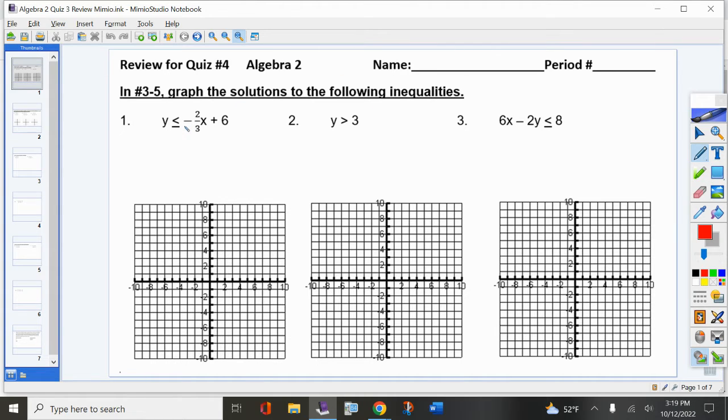So this first question, y is less than or equal to negative 2/3 x plus 6. This is a line with a y-intercept of 6 with a slope of negative 2/3. So I'm going to go down 2 and right 3, down 2 and right 3. The line, remember, or equal to means this will be a solid line connecting these points.